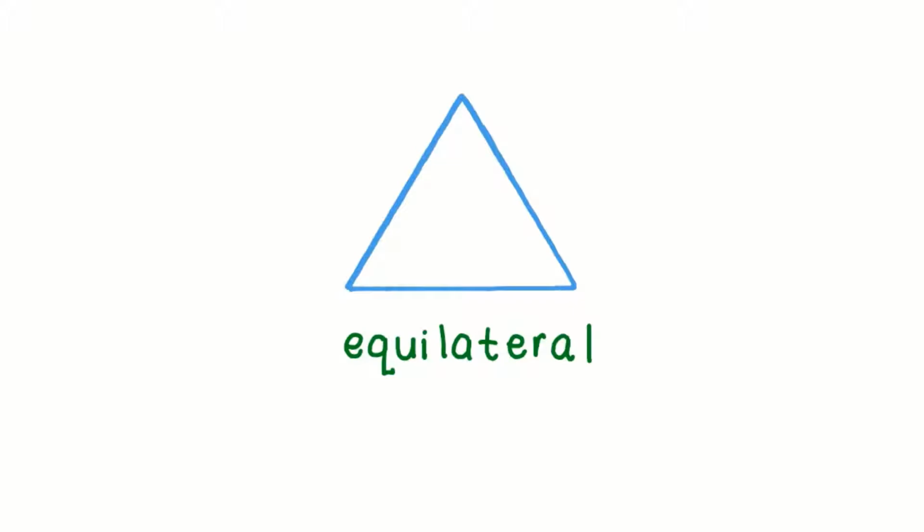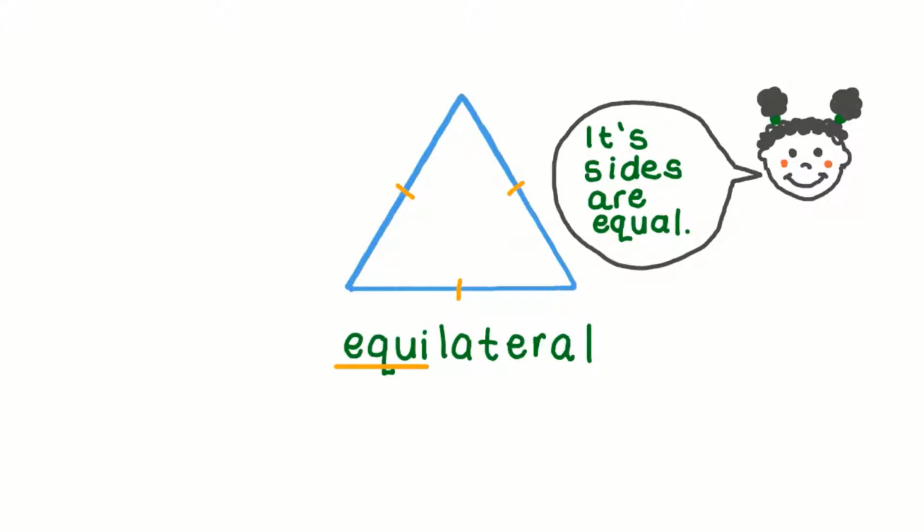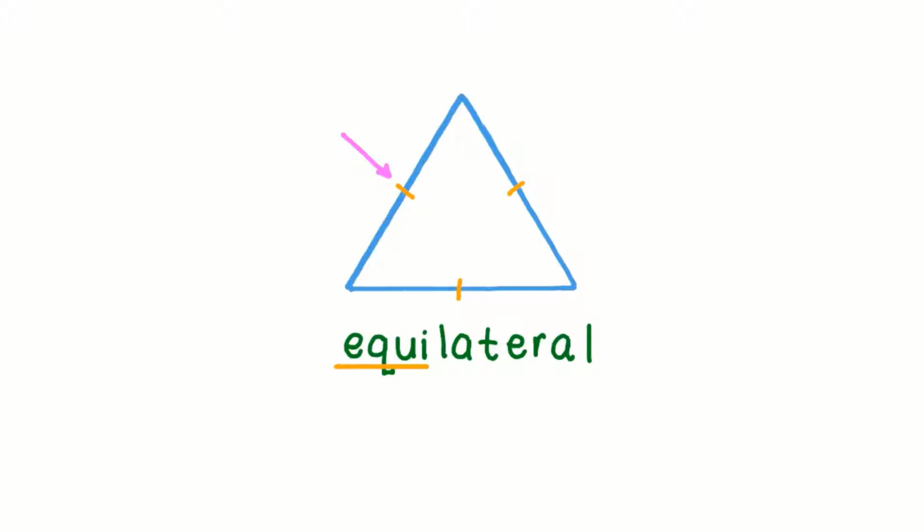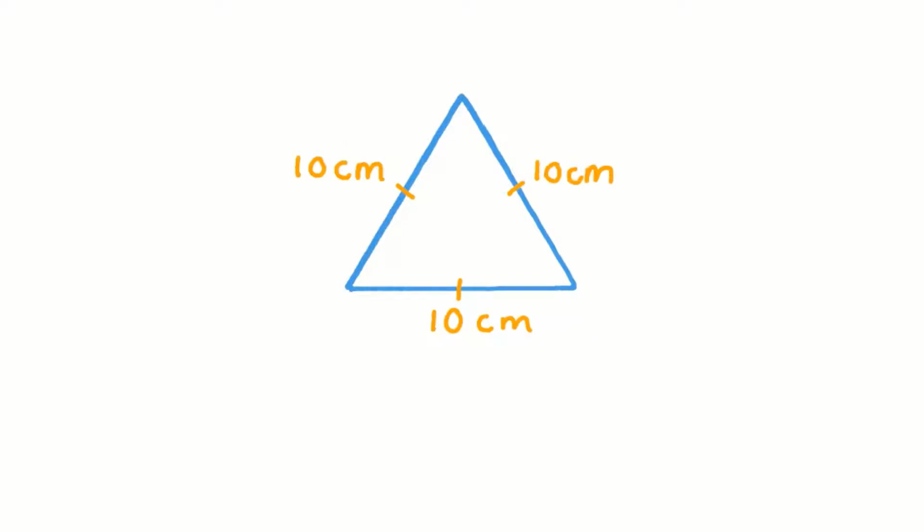Let's look more closely at the sides of an equilateral triangle. The sides of an equilateral triangle are equal in length. The beginning of the word equilateral sounds like equal. We use these lines to show that the sides are equal. Another way to tell that this is an equilateral triangle would be to measure the length of each side. If all of the sides are the same length, it's an equilateral triangle.